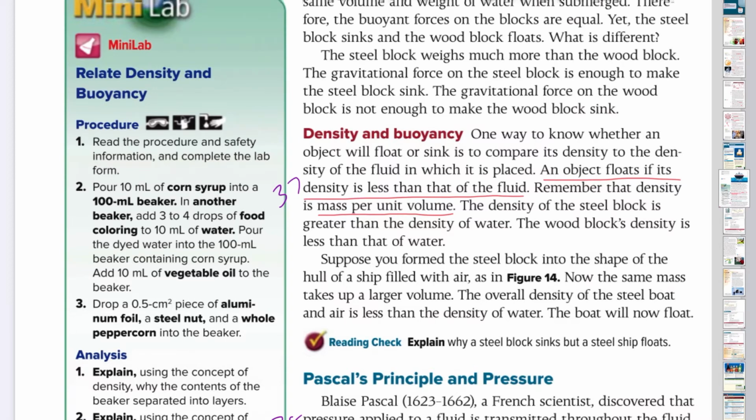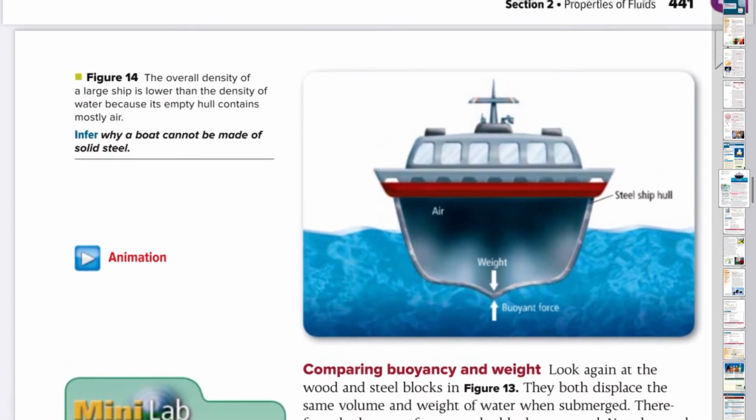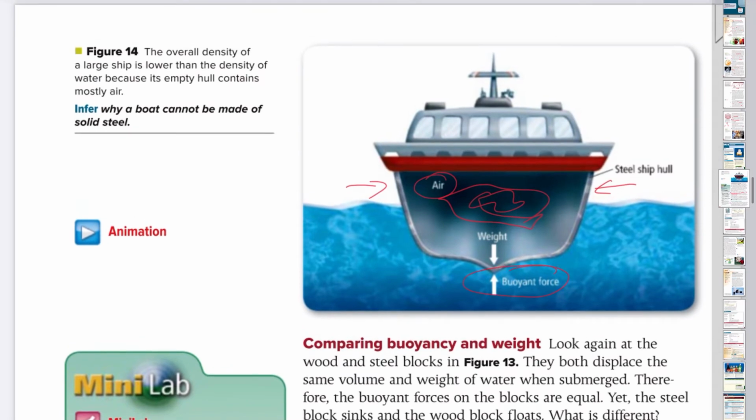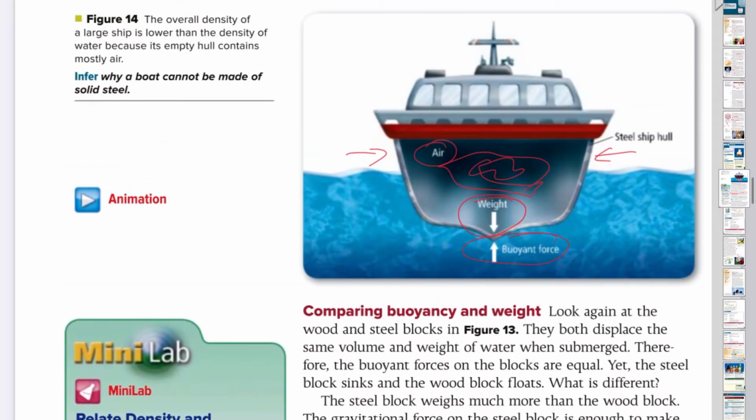Suppose you formed the steel block in the shape of the hull of a ship filled with air, as in figure 14. So figure 14 up here. We have a ship. You have the hull of the ship, and then you have all this airspace in here. So it's taking up a huge volume, but a large part of that volume is actually air. So in this case, you can get the buoyant force equal to the weight of the ship because you're displacing a lot more water, since you have a lot more volume here.